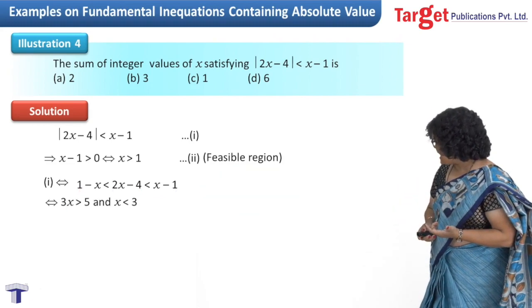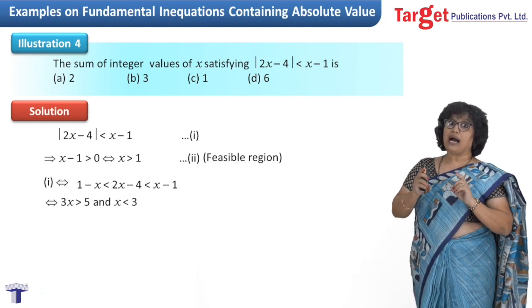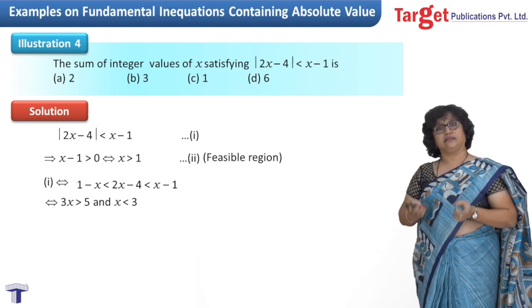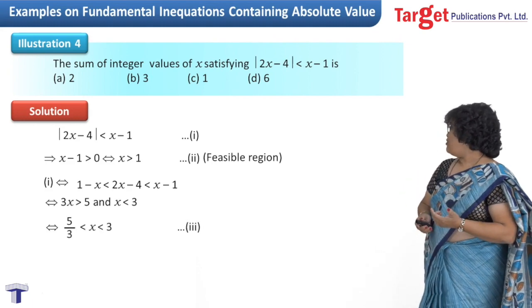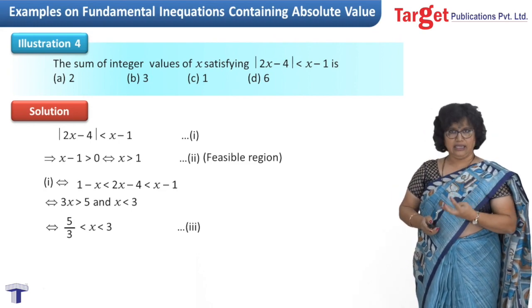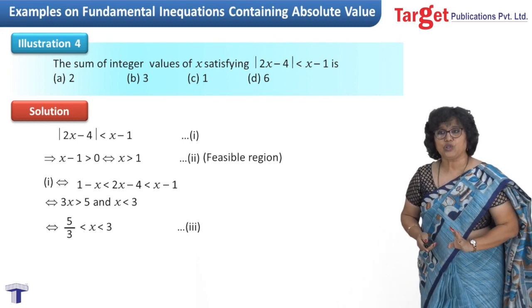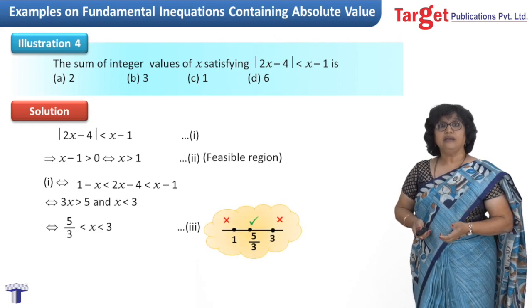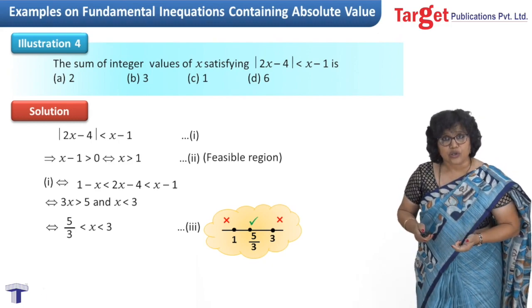So I have two inequations now to solve. One gives me 3x greater than 5 and the other gives me x less than 3. So I have written "and", meaning the common part we have to take. That gives me that x must lie between 5 by 3 and 3. So now we have three parts. One, the inequation itself. Then I have the feasible region and I have now found the solution also. So the feasible region will have to be cut to 5 by 3 to 3, which is our solution set.